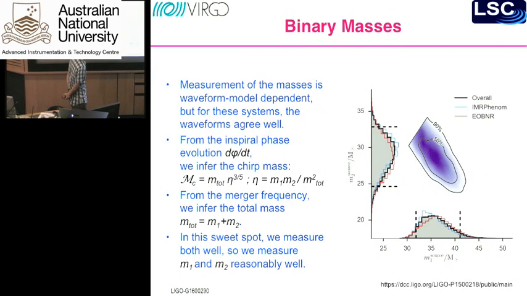These are the estimates of the masses of the objects. One is roughly 36 solar masses, in the source frame, and one is roughly 29 solar masses. What we can actually get from the waveform is not the masses individually, but the phase evolution gives us the chirp mass very well. Then from the frequency of the merger, the complicated part that you really need numerical relativity for, you can get the total mass. From both we can infer the component masses.